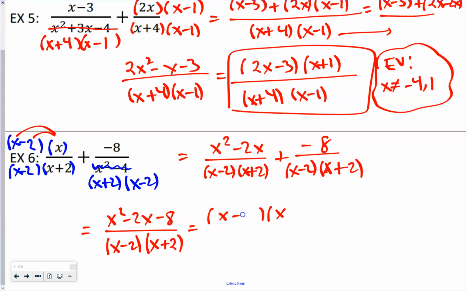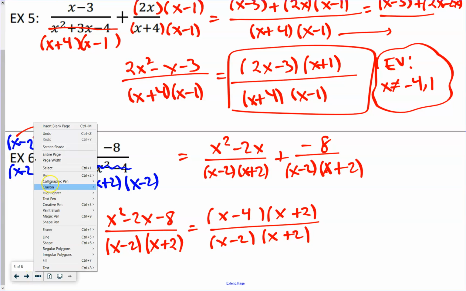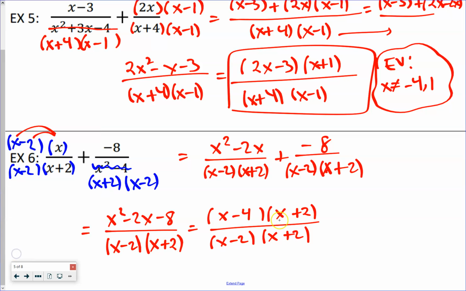When I list my excluded values, again, account for everything that was once a denominator, so go before you started canceling things out. So I cannot have x equals positive 2 right here or negative 2, because that would make my denominators equal 0 at some point. All right, it's time for you to try.